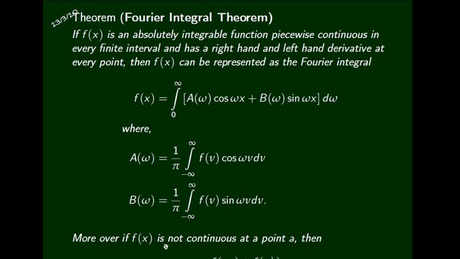Suppose this function is not continuous at a, then the value of this function at a can be found using this formula: f of a minus plus f of a plus, divided by 2. That means we take the value left of a plus the value right of a, divided by 2. That means the value at a is the average of the values of this function to the left of a and right of a.